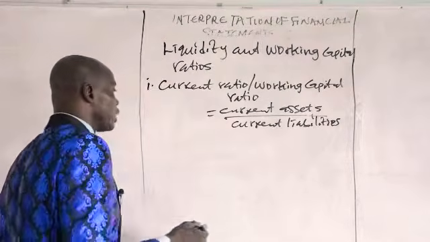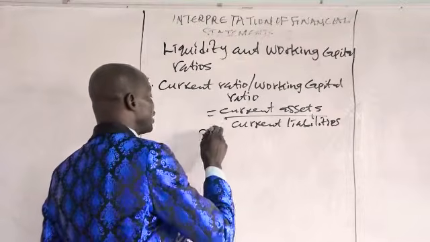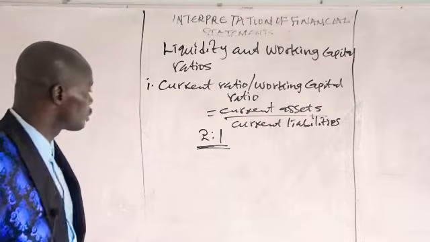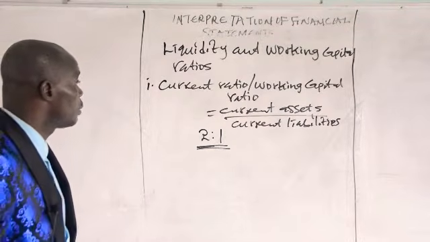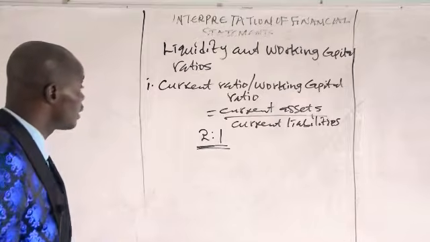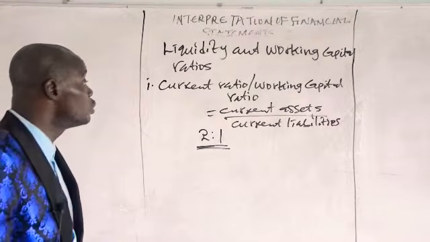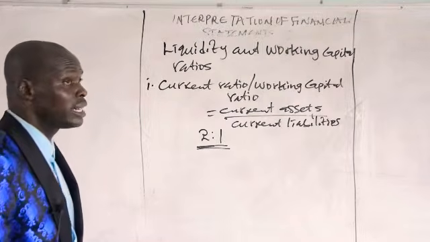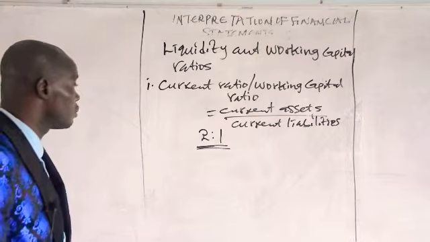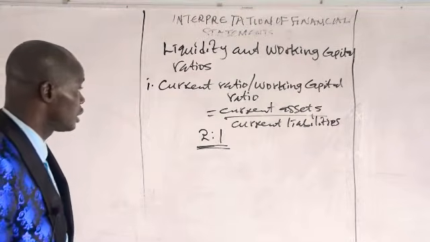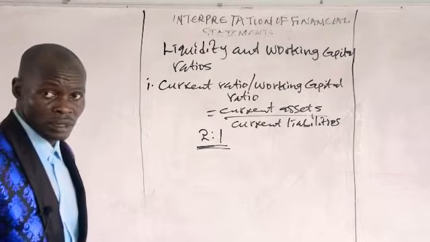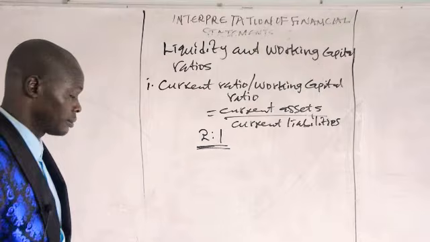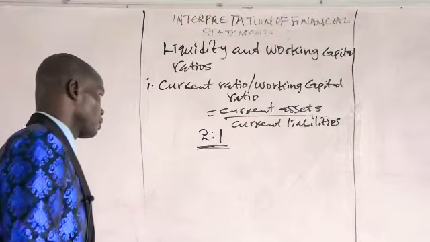So, current assets to current liabilities. We have a standard or threshold for this ratio, and the acceptable threshold is a ratio of 2 to 1. If this ratio is too high, I've told you it's very bad, and if it is too low, it's equally bad. If it is too low, it could imply that the business is suffering from liquidity problems, or that the business is under-capitalized or over-trading.